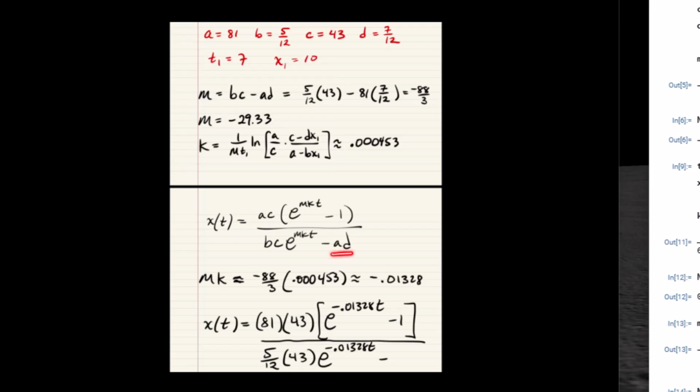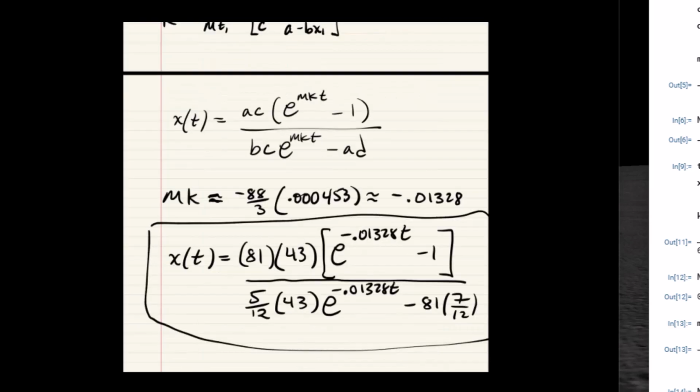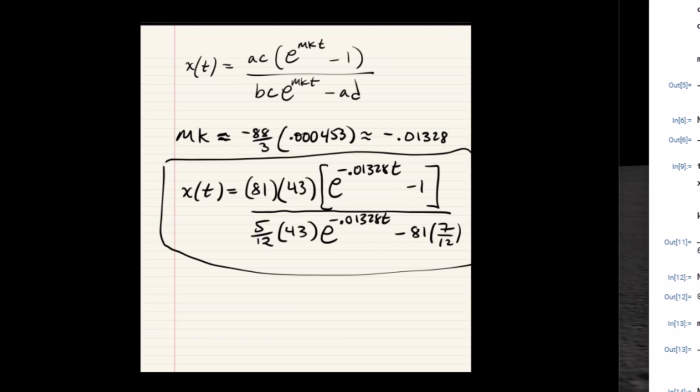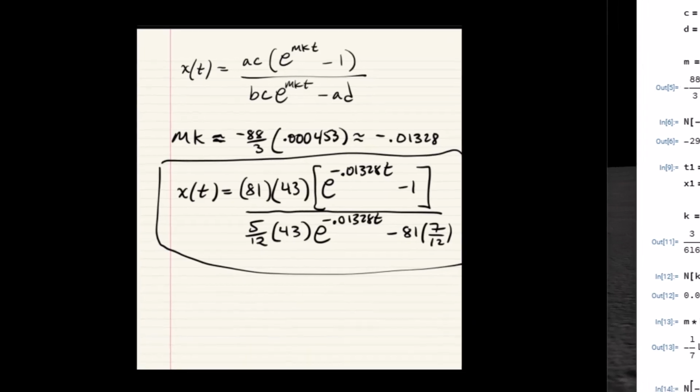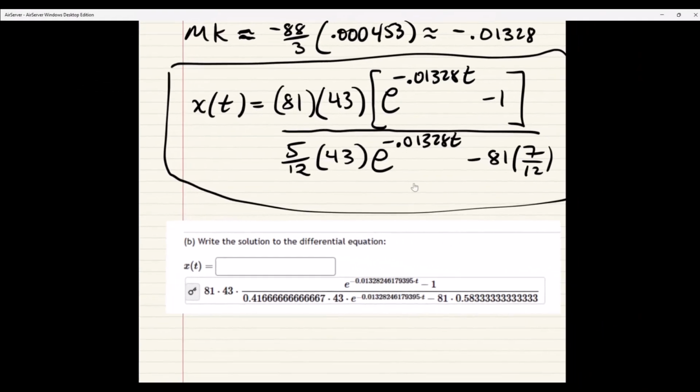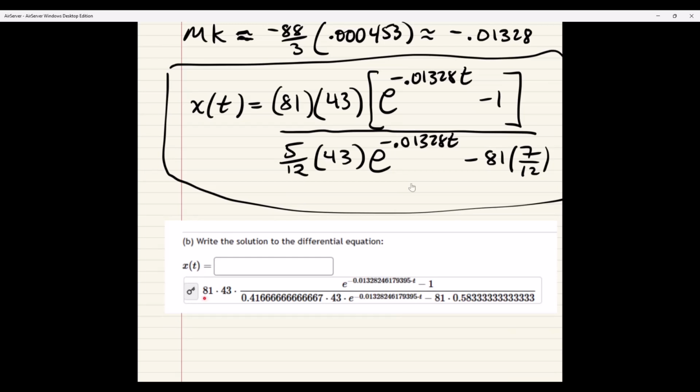I'm looking right here. 81 times 7 over 12. So we could get decimal values for that, but just to check with what the computer has here, that does look right. So 81 times 43, and then I've got this 5 over 12 times 43, e to the negative 0.01328. That's what I have there.